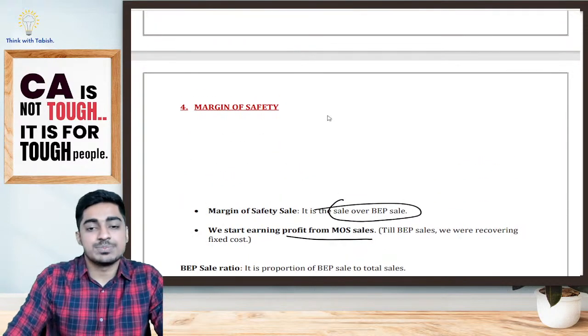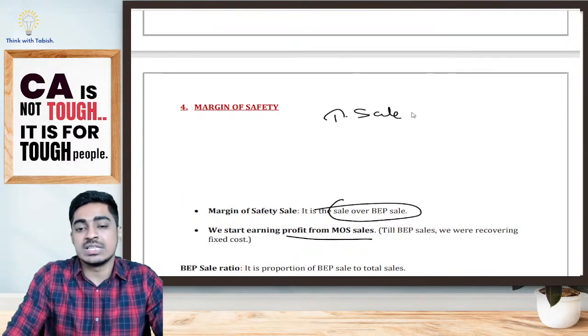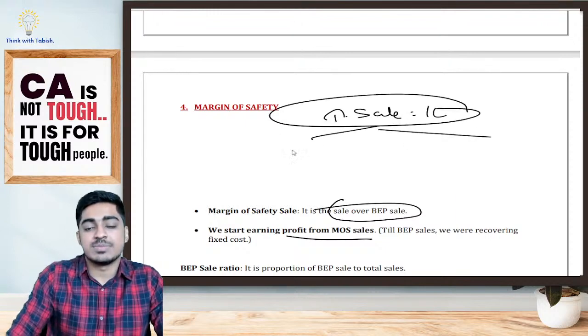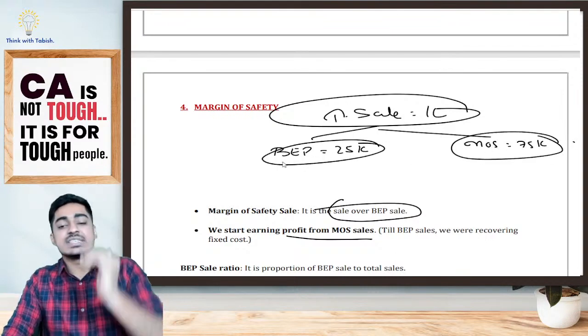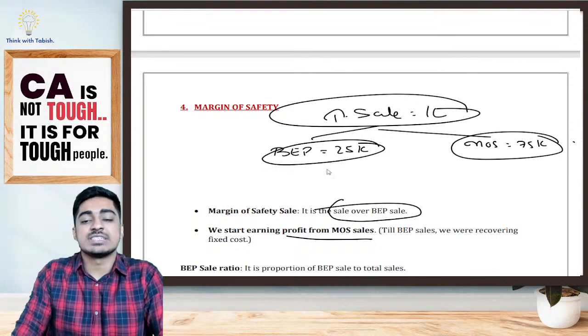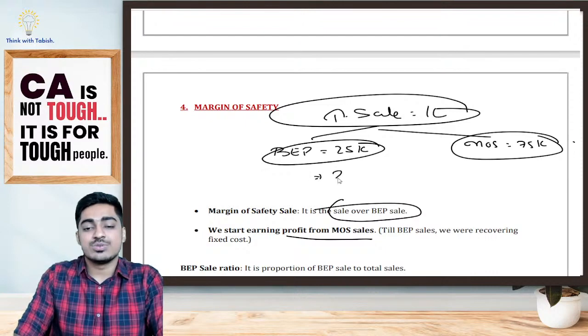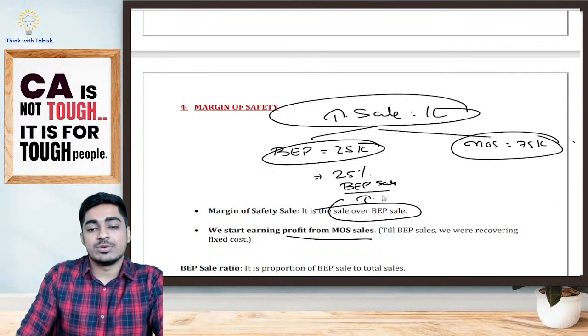We have an extra concept called BEP and MOS sale ratio. Suppose my total sale is 1 lakh. From this, my BEP sale is 25,000. My MOS sale is 75,000. How much percentage is my BEP sale as a percentage of total sale? How much percentage is it, students? It is 25%. How do I get it? It is BEP sale divided by total sale into 100.